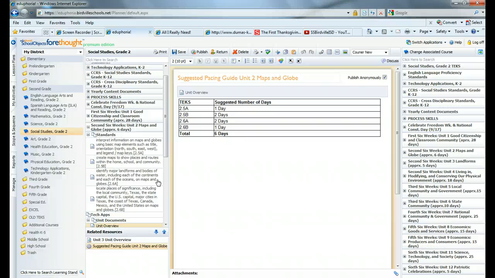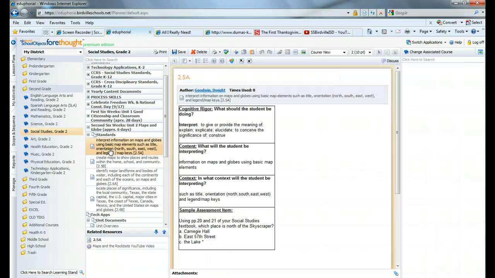And then after you do that, you're going to locate places of significance in our local community. And it'll say including, so these are important: Texas, the state capital, the U.S. capital, major cities in Texas, the coast, the United States on maps and globes. So let's go into that and kind of see what each item looks like.